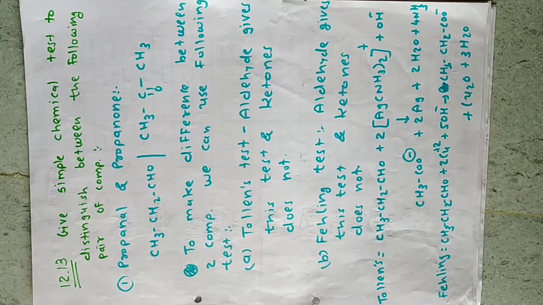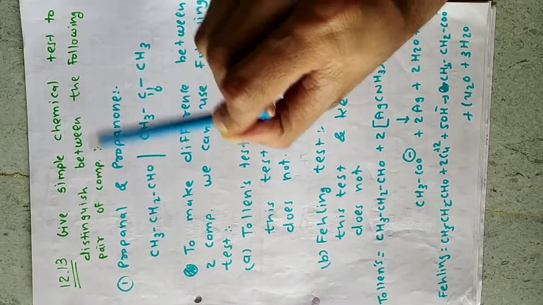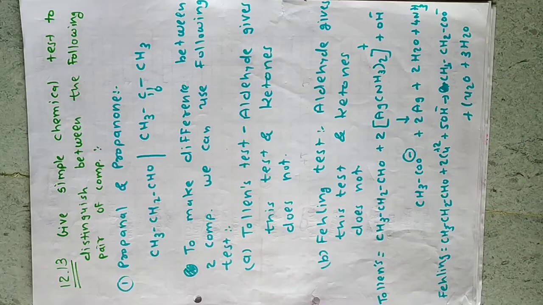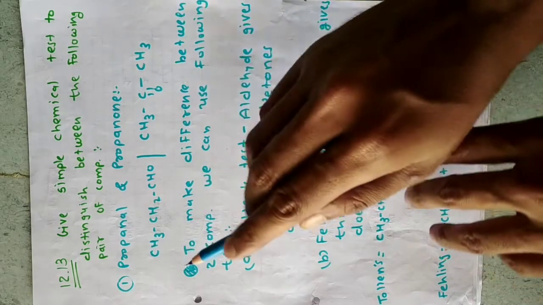So here's question number 12.13 from the exercise. The question is like this: give a simple chemical test to distinguish between the following pair of compounds. Means here we have to distinguish two compounds. How to make a difference between those two compounds? For that we have to give a chemical test.